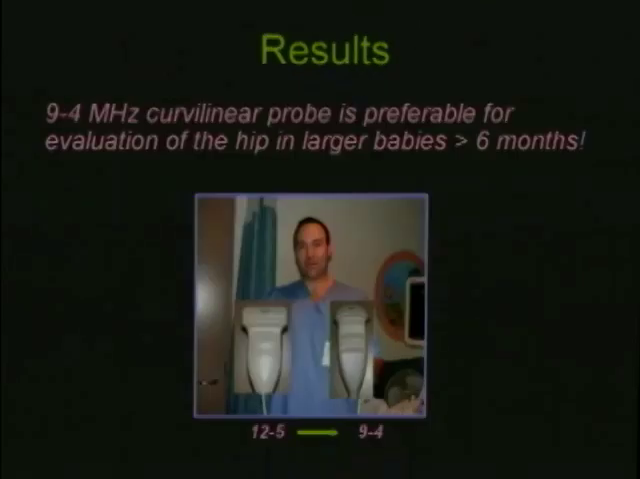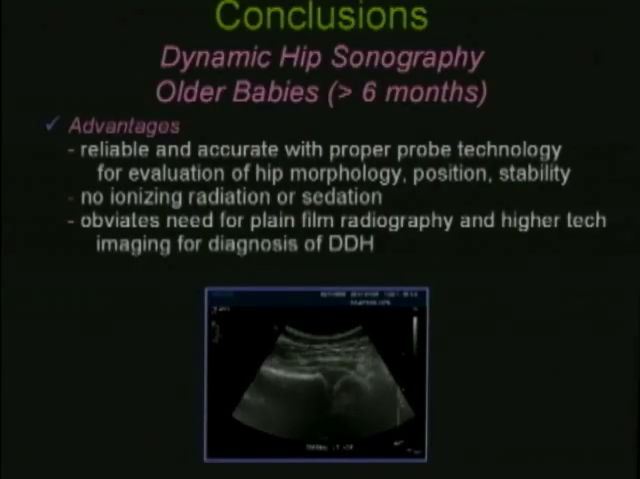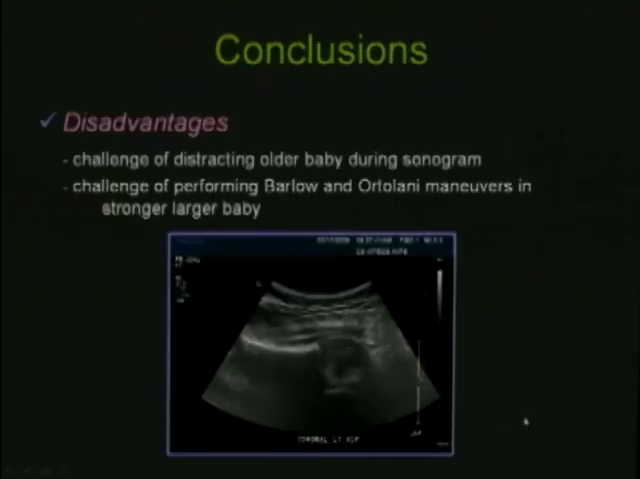We found that the 9.4 probe is preferable for the evaluation of the hips in the larger babies over 6 months, and concluded that you can get reliable and accurate information with proper probe technology for evaluation of the hip morphology, position, and stability without exposing these babies to ionizing radiation or sedation, thus obviating the need for plain film radiography and higher tech imaging for the diagnosis of DDH.